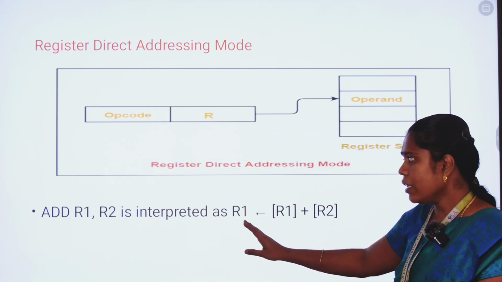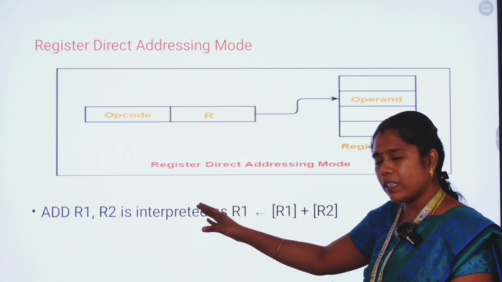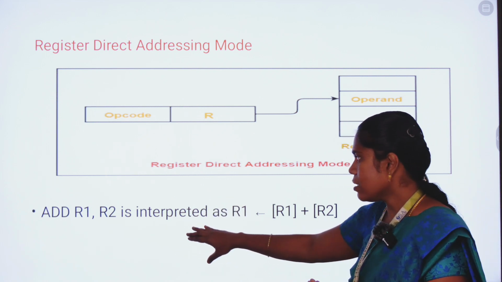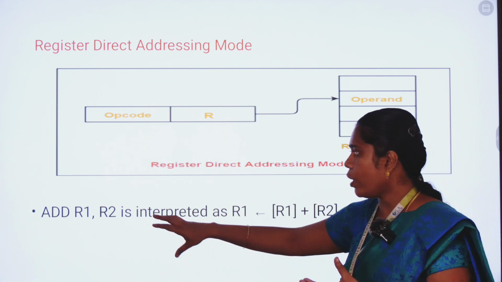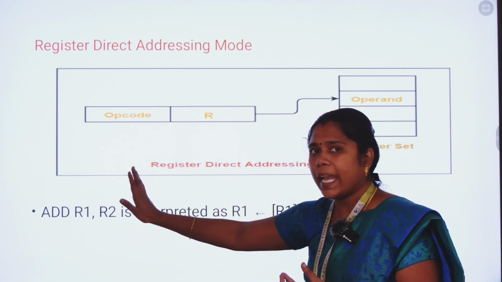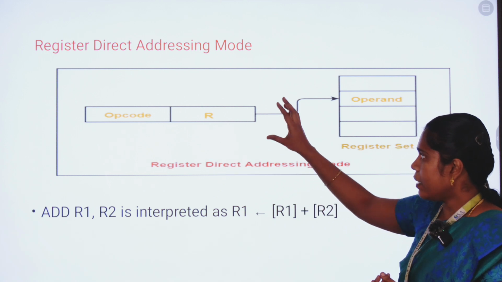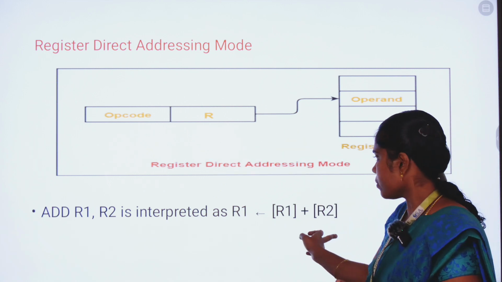So what does it mean? The two values are present in the registers. So go to the register R2, fetch the content from the register, and add that value to what is present in the register R1, and the result will be stored. So here the address is present in the register.